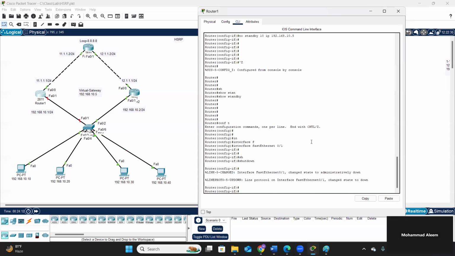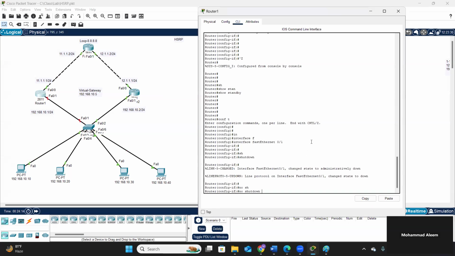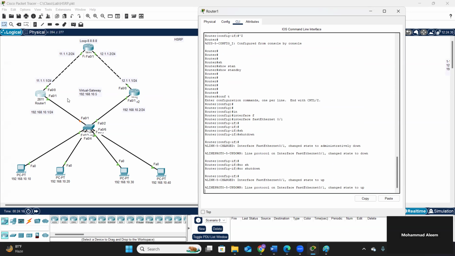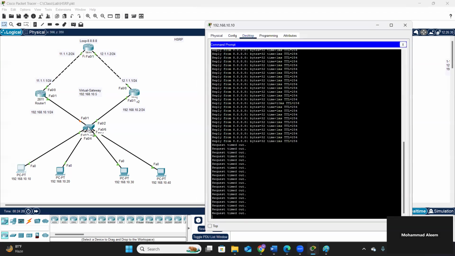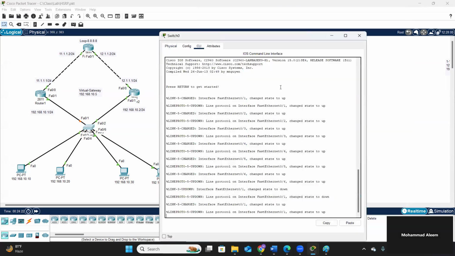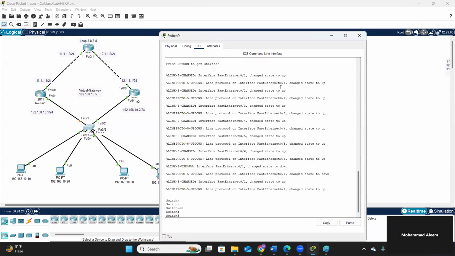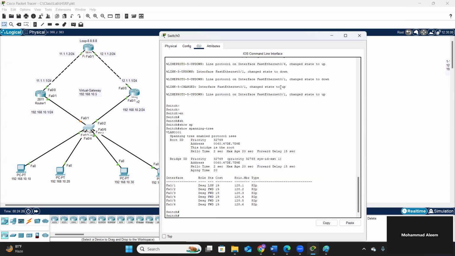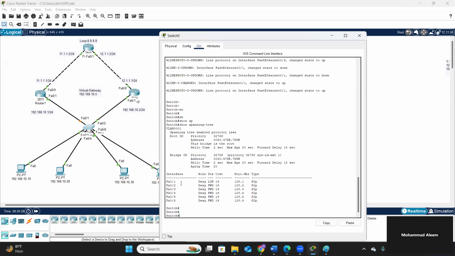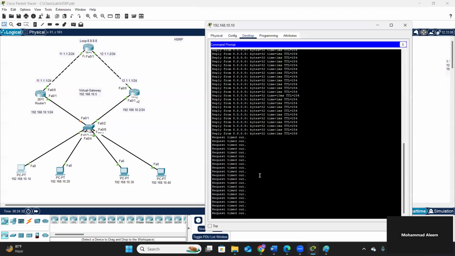Then I'll configure. Before that, I'll use no shutdown. So the port came up again. You can ping properly. Once STP comes back up, once this port FastEthernet 0/1 comes to forwarding, he can reach perfectly. That is the reason we use features like UplinkFast and BackboneFast.